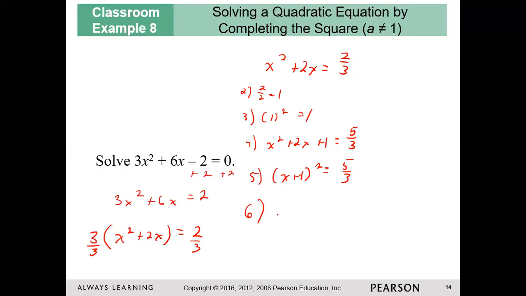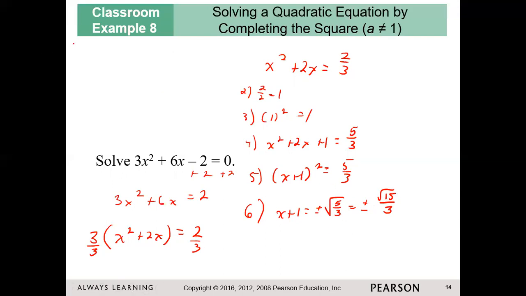Take the square root of both sides, so you get x plus 1 equals positive negative square root of 5 thirds. Remember, you cannot leave a radical in the denominator. You need to simplify this. So this becomes positive negative square root of 15 over 3.